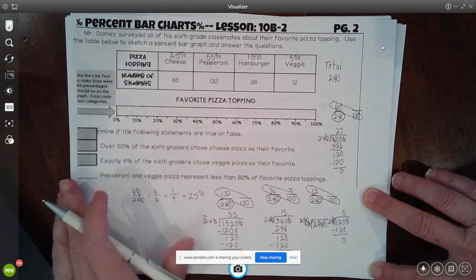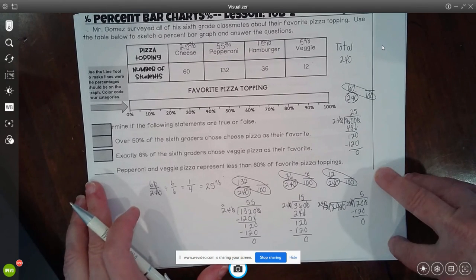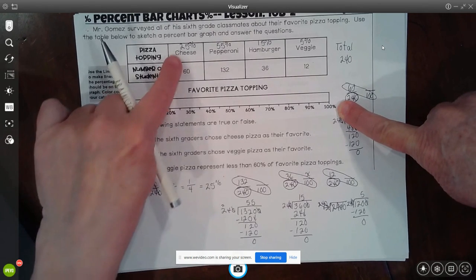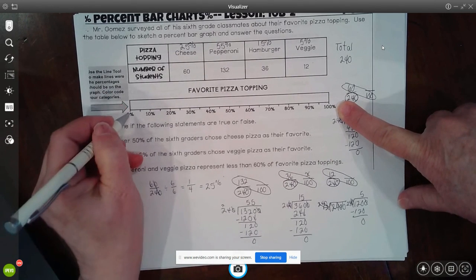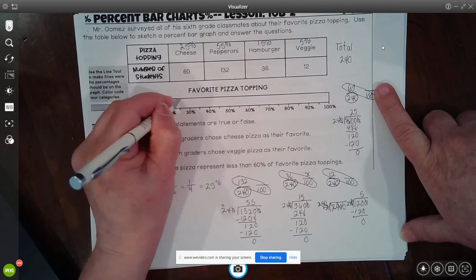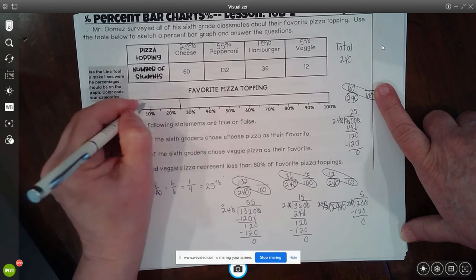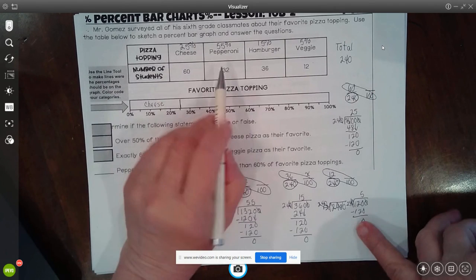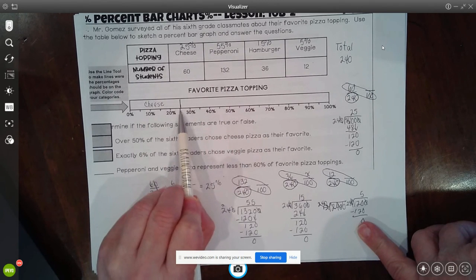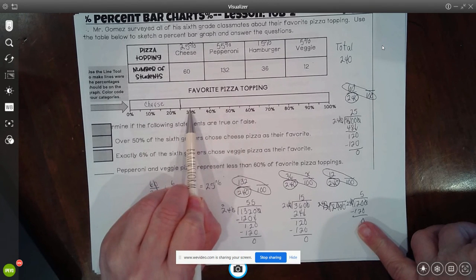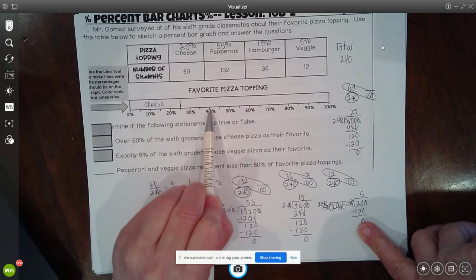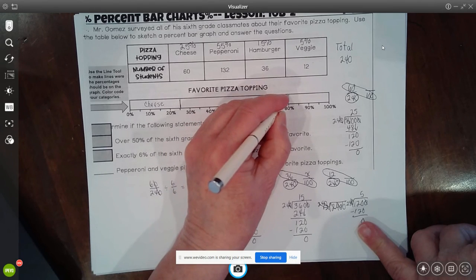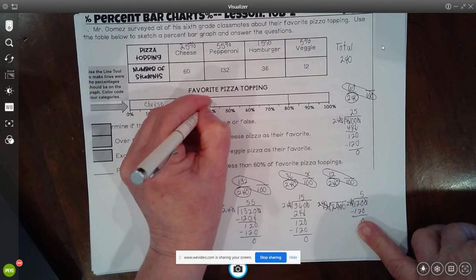So now we have our total percentages at the top, and we can actually go and create this percent bar graph. So I know that cheese is 25%. So I'm going to start at 0, and I'm going to draw a line at 25%, and I'm going to write cheese here. Pepperoni is 55%. So from 25 to 30 gives me 5%. And then I need 50 more. So 10, 20, 30, 40, 50. So here would be my pepperoni.